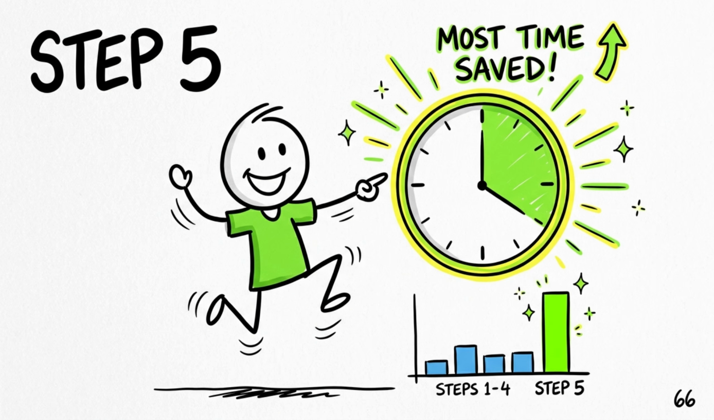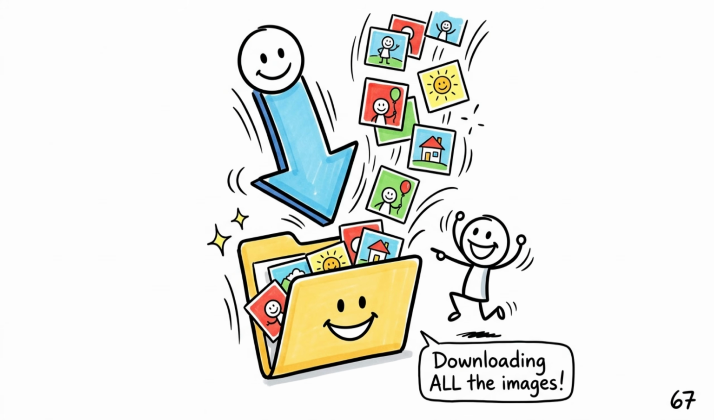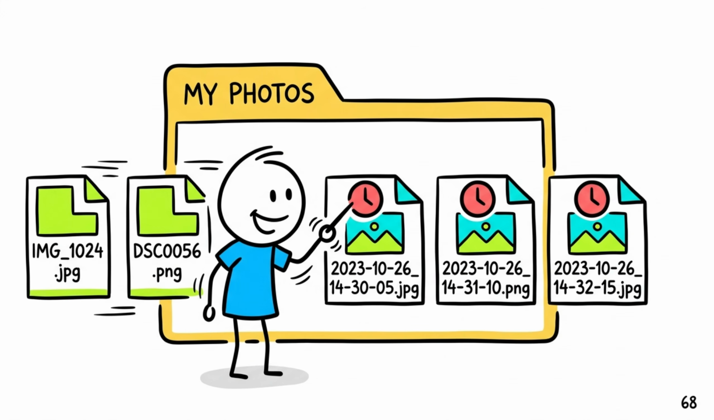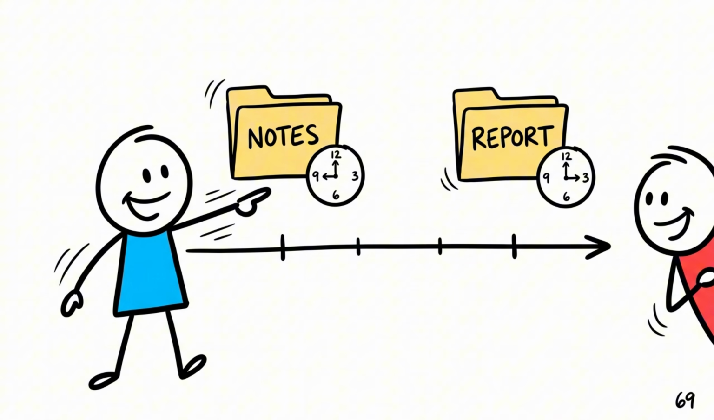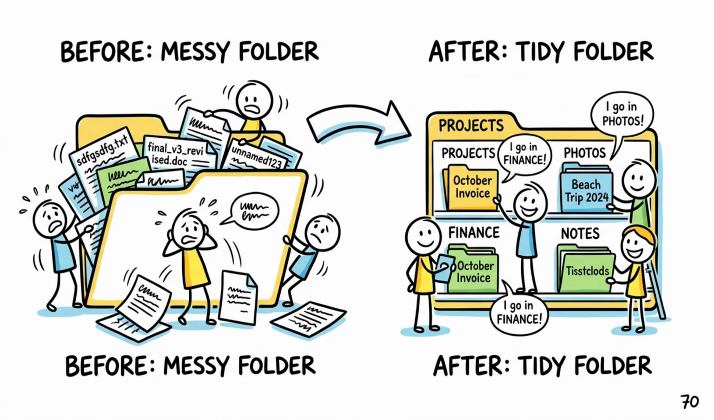Step 5 saves the most time. Ask Claude Code to download all those images to your computer and rename each file to match its timestamp. So the image for 0 seconds is named 0, the one for 7 seconds is named 7, and so on. Instead of a messy folder of random names, every file tells you exactly where it belongs.